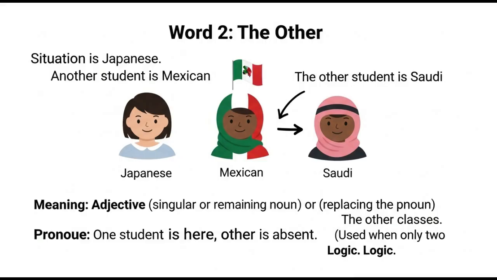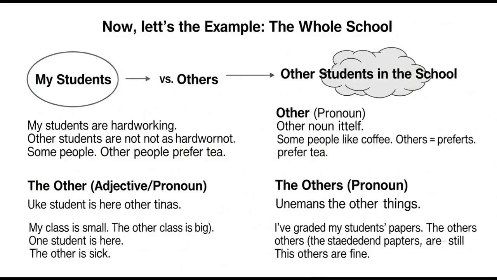Okay, so now I have my 3 students. Now I want to talk about my whole class, okay? My students are very hardworking. Other students, meaning in other classes, they don't work as hard as my students. But that's a good thing, right, for me? So I have my students. There are other students in other classes. The others, now I'm talking specifically about those students. So now I'm talking about the others. The others means the other students.